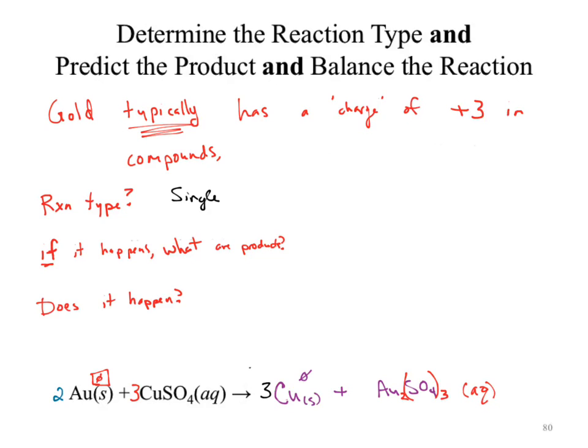5 and 4, we'd get 9. Decent. Okay. Last question. Does it happen? Does this reaction occur? To answer that, we officially need to look at the activity series.